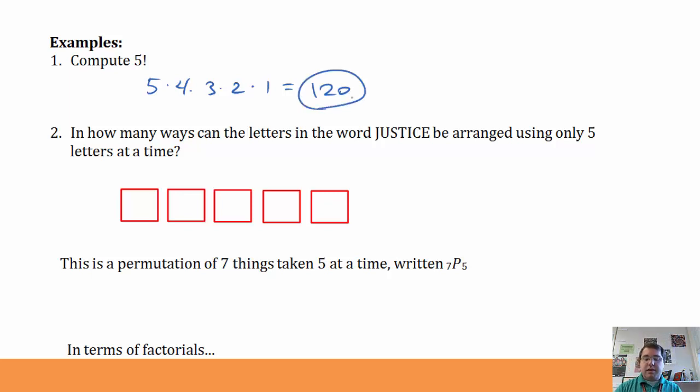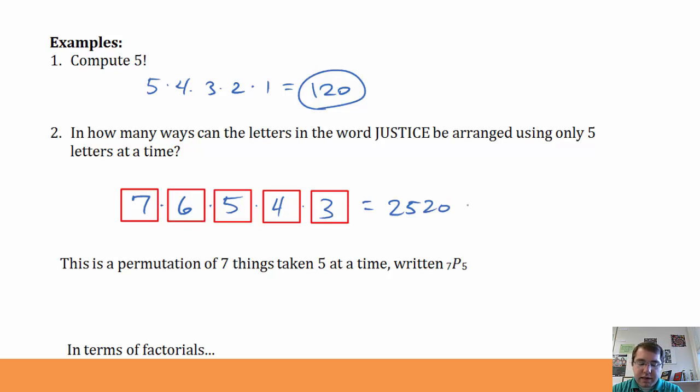In how many ways can the letters in the word justice be arranged using only 5 letters at a time? Well, how many letters are there in justice? There are 7. So for the first letter, I've got 7 options. Once I choose that first letter, I've only got 6 options. And then I've got 5 options. Then I've got 4 options. Then I've got 3 options. And then I've got all my 5 letters. I only want 5 letters chosen at a time. This is different than previous examples because I'm not using all 7 letters. I'm only using 5. So I've got 7 times 6 times 5 times 4 times 3. What is 7 times 6 times 5 times 4 times 3? Well, that's 2,520.